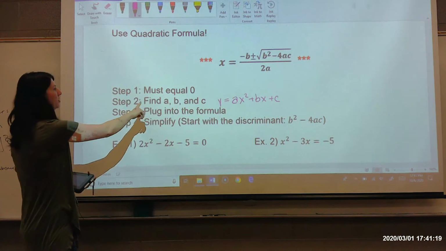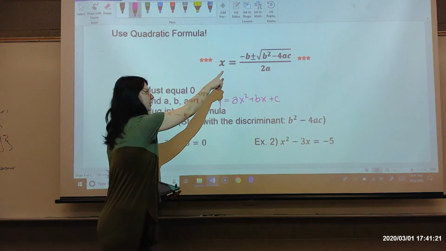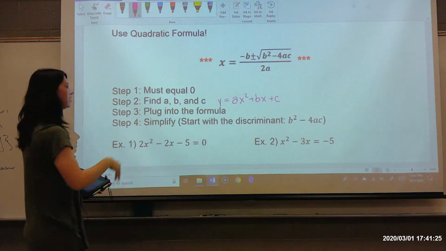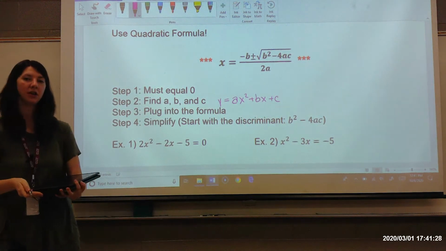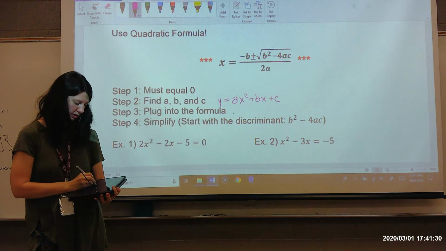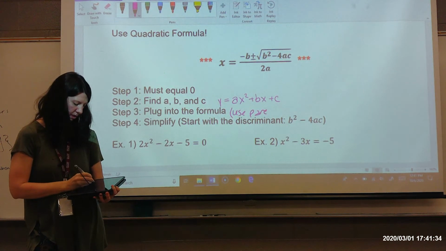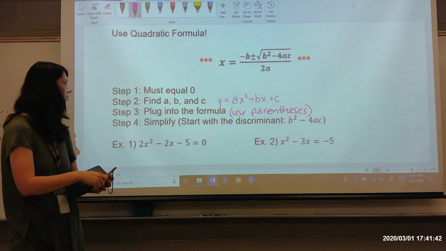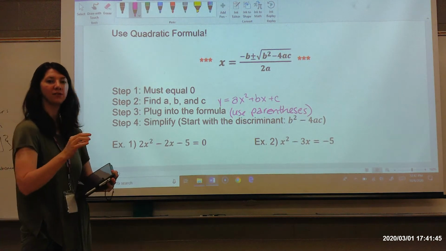Okay. a is always the coefficient of x squared, b is the coefficient of x, and c is your constant. And then once you find your a, b, and c, you plug them into the formula. If you see a b, put in b. If you see a, put in a. If you see c, put in c. And I want to put a reminder here that it's always good to use parentheses. Let's see if I can spell that. Parentheses. Okay, parentheses help make sure you have your negatives in the right spot.